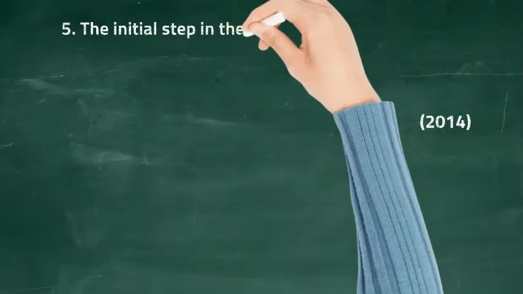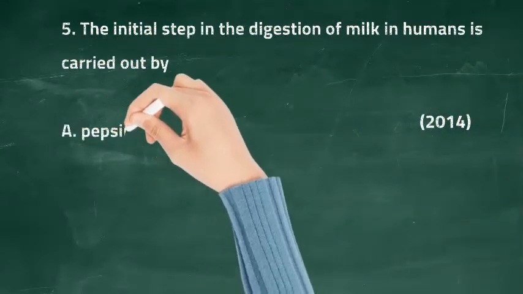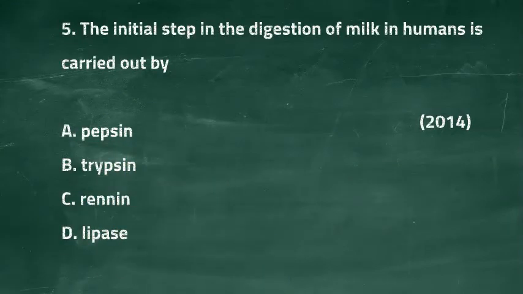Question 5. The initial step in the digestion of milk in humans is carried out by option A, pepsin, option B, trypsin, option C, renin, and option D, lipase. The right answer is option C, renin.